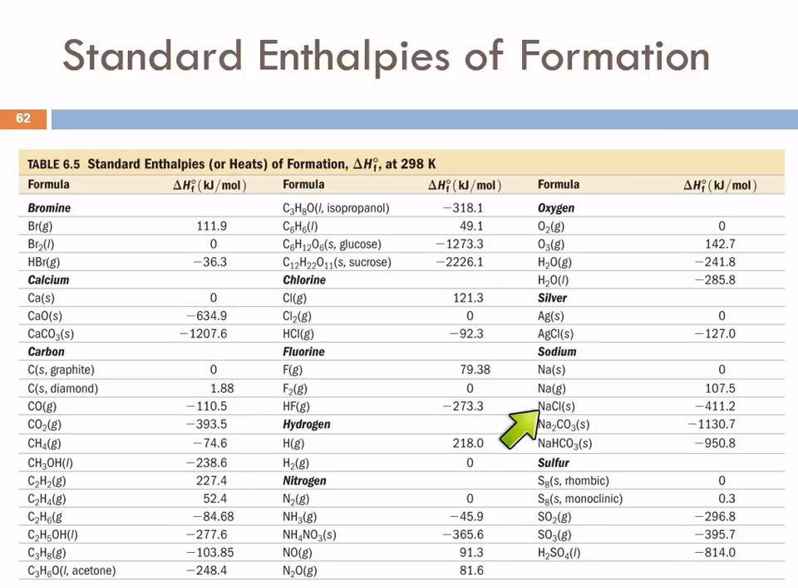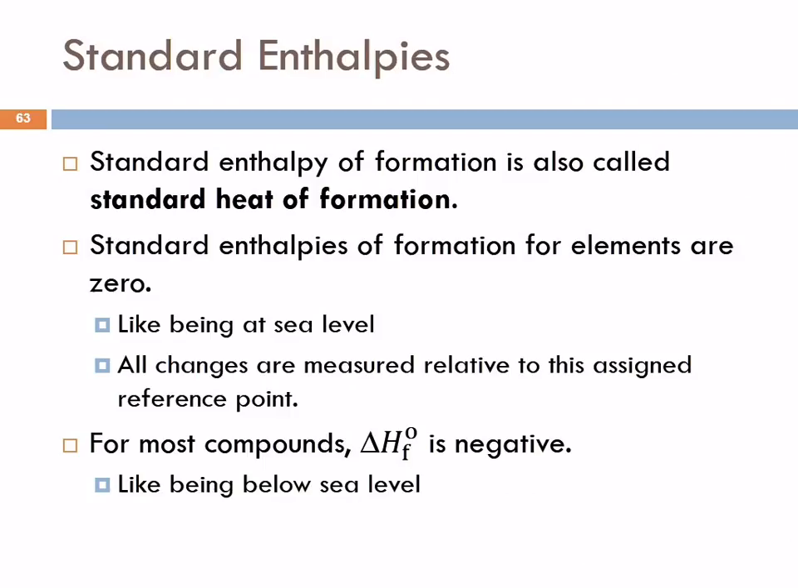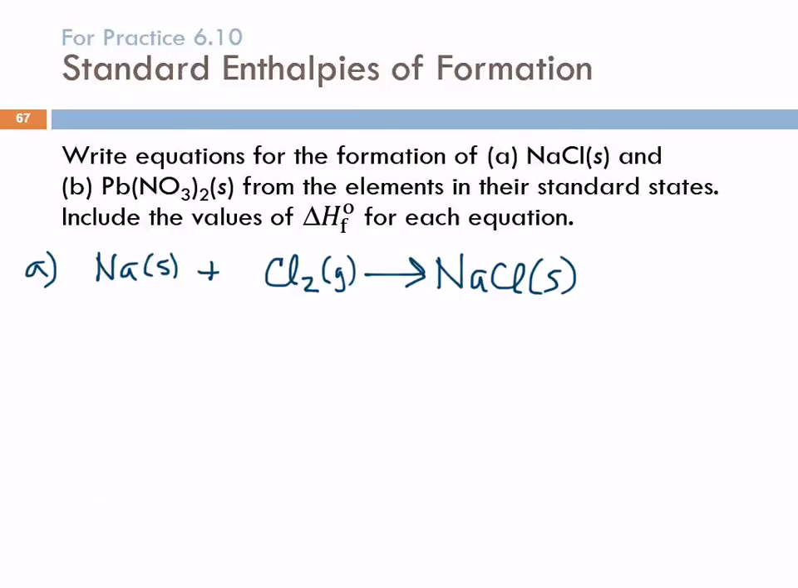And while we're here, let's look up the heat of formation for sodium chloride because we're going to need to write that down. Minus 411.2. The units are kilojoules per mole. So, delta H formation is minus 411.2 kilojoules.